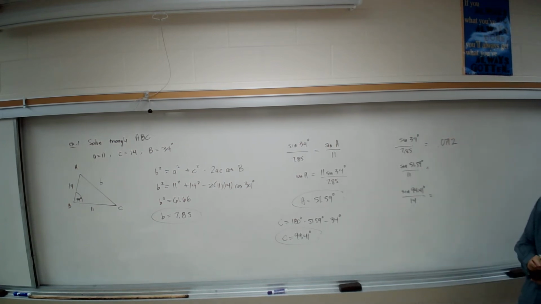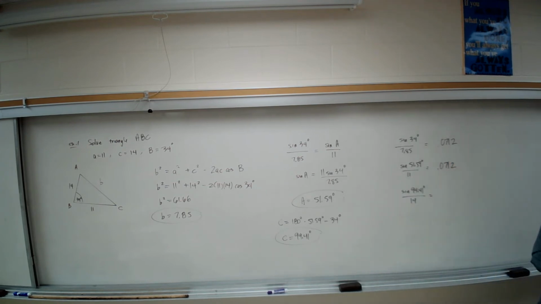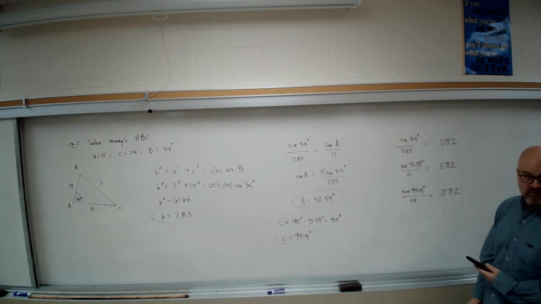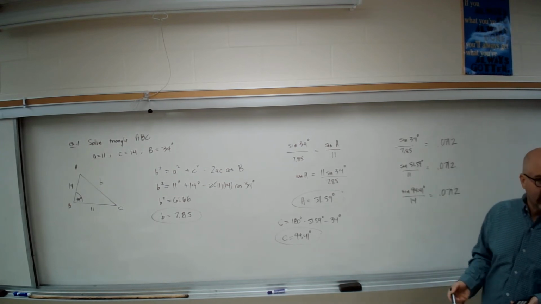And then we have the sine of 51.59 divided by 11, 0.0712. And then we have the sine of 94.41 divided by 14. And that gives us 0.0712. So now you could be off a little bit. You might get a 1.3 or a 1.1, but it should be about the same.